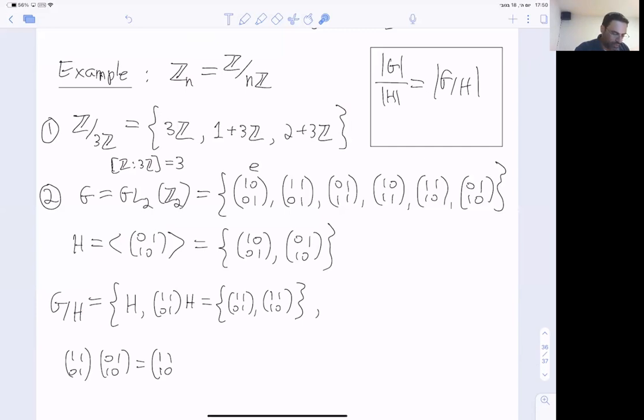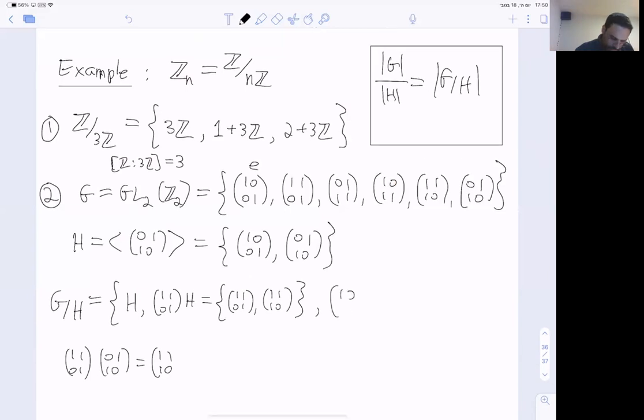So this is 1 trivial coset. This is another left coset. And now we take an element that does not belong either to this or this. For example, what we can take is this one. And get, and what more?